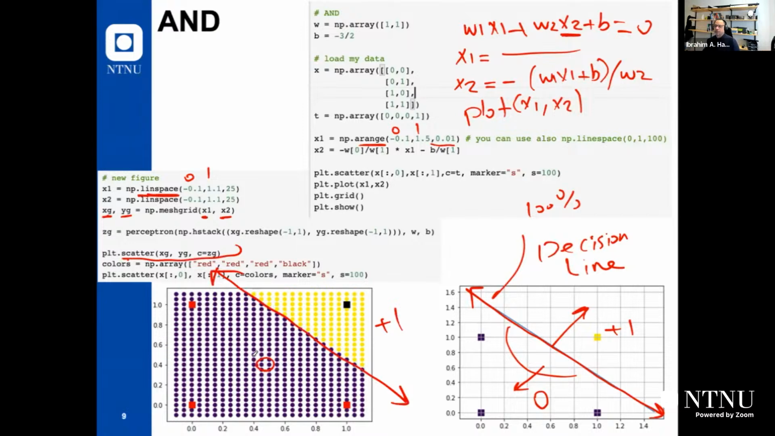So it will be much easier. This approach using meshgrid is much easier when your model is complex. When we are working with an MLP, for example, a multi-layer perceptron, we cannot find this equation. It's impossible to find the decision line equation because it does not exist. It's too complex. So it's much better to use this approach for plotting your decision boundary.